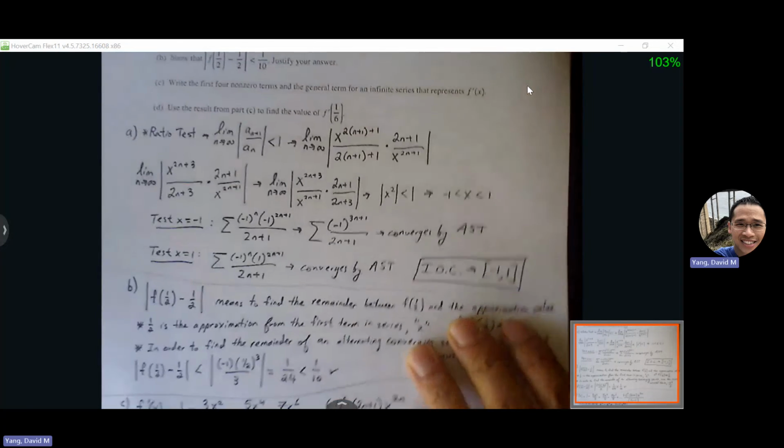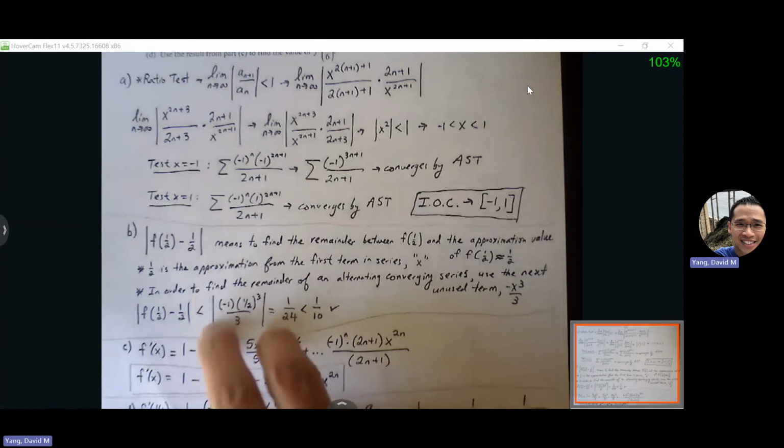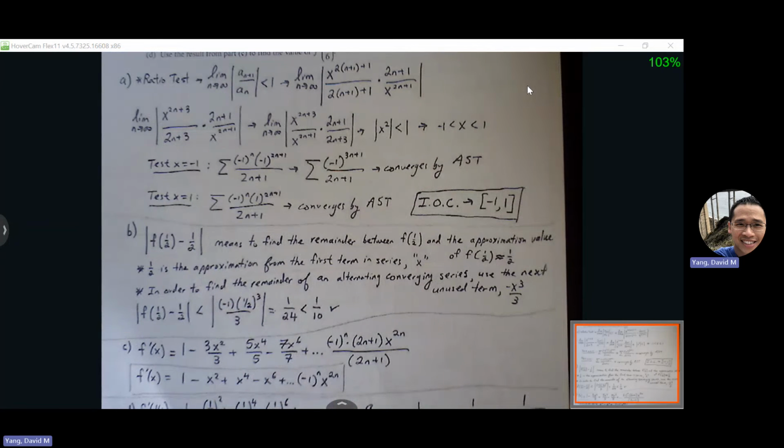When you plug 1/2 in, you get 1/8 over 3. But it's always absolute value, so the error bound is always the absolute value. We're always going to consider just the positive version. If the error is 1/24, positive or negative, we just care about the error size. So the error is 1/24, which is clearly less than 1/2.